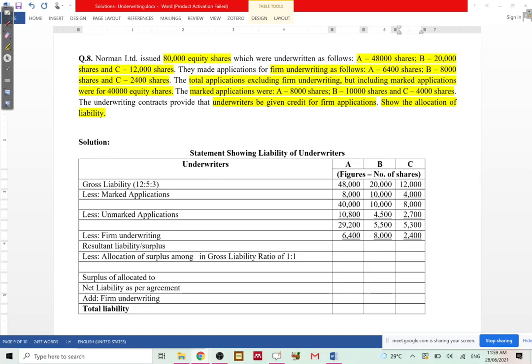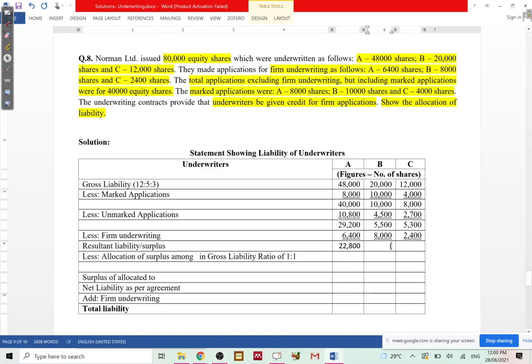Now, what we have to do is, first of all, remember the difference between when benefit is given, not given. So when benefit is not given, we just added everything to unmarked, right? And we put it together and then we deducted unmarked applications from each one. In this case, we are minusing firm underwriting separately. Is that fine? Let's get the balance here. The rest is just additions, subtractions, very simple beyond this.